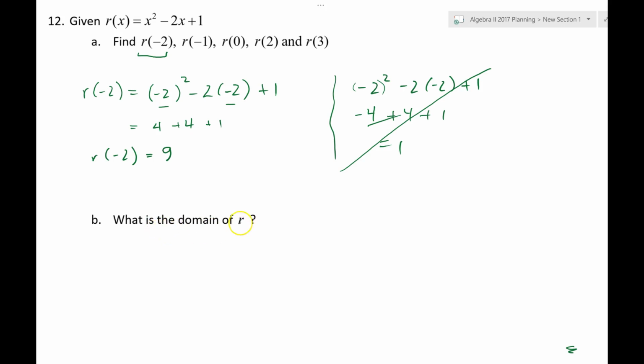And then for B, what is the domain of r? Well, domain is the allowable inputs. And remember, when we think about domain, we start with the presumption that anything will work. So we want to think about, do all real numbers work here? And then think about illegal operations that might result, like dividing by 0, or taking square roots of negative numbers. But in this case, all we're doing is squaring a number and multiplying by -2. So any input we put in, those are valid things to do. So the domain here is going to be all real numbers.